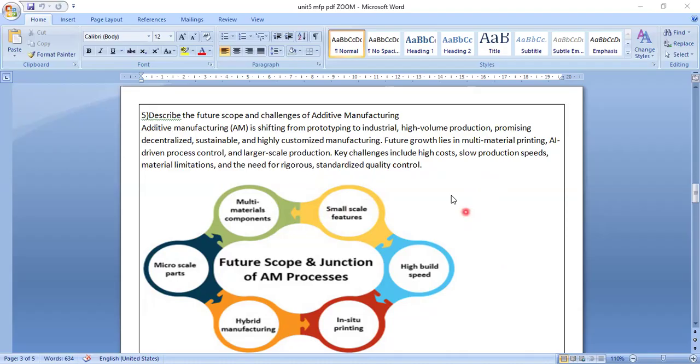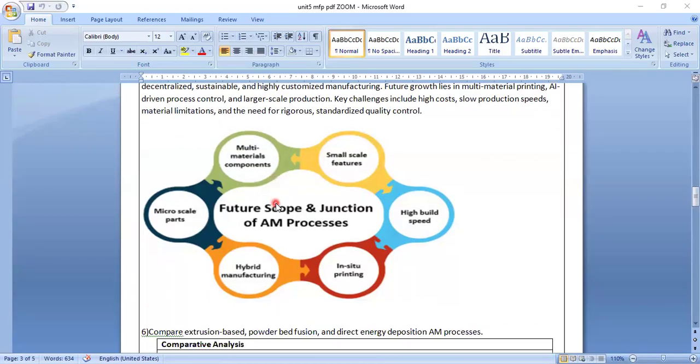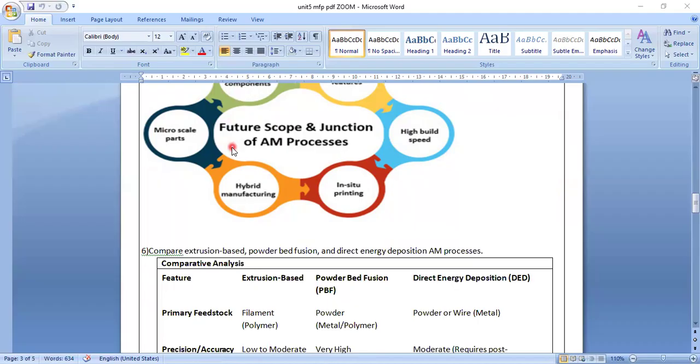Large-scale, highly included, high cost. Production speeds and also material limitations need rigorous standard quality control. So you are having here high cost, slow production speeds, material limitations, everything.